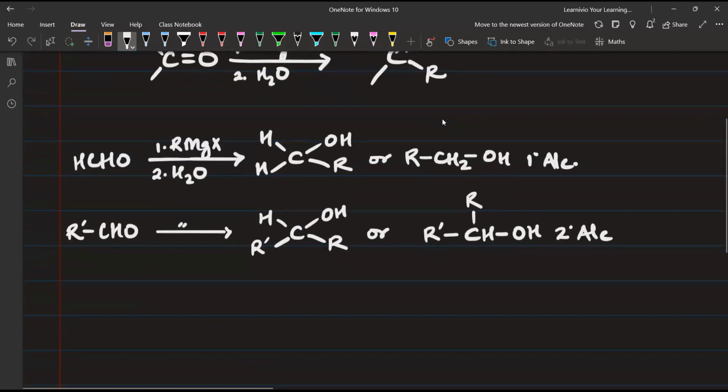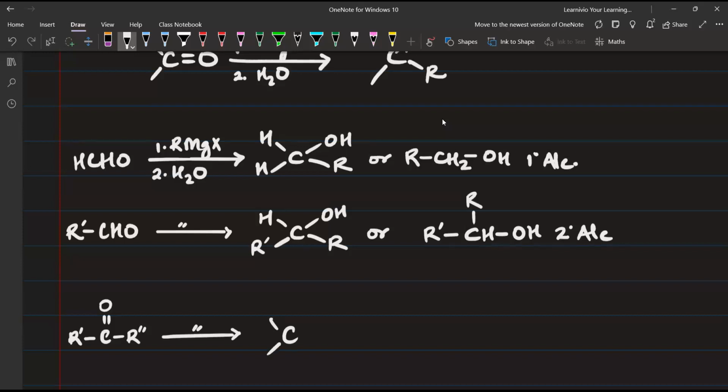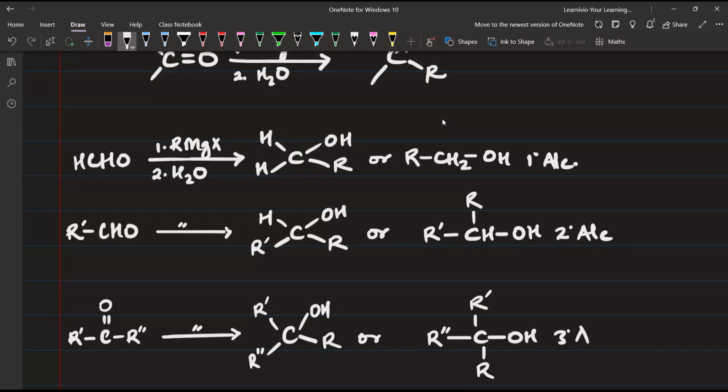And if we use a ketone, meaning if I have R C double bond O and let us suppose R double dash, and we react this with the same reagents, we will have carbon. The two groups it already has are R dash and R double dash. The double bond O will become OH, and the Grignard reagent R will also attach on this carbon atom. Or we can write it like this: R double dash, carbon, R dash, R from the Grignard reagent, and OH, which is a 3-degree alcohol.